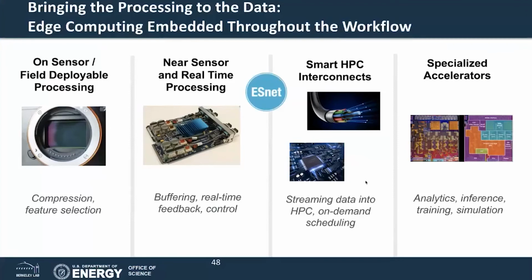Near the sensors, you may be doing real-time processing with things like FPGAs or other customized hardware, where you're doing some amount of buffering and real-time feedback and control. You may have smart interconnects that allow us to stream the data, and that basically open up bandwidth reservations across the network, something that ESnet provides, and reserve bandwidth and really stream this data at high performance speeds from one experimental facility, for example.